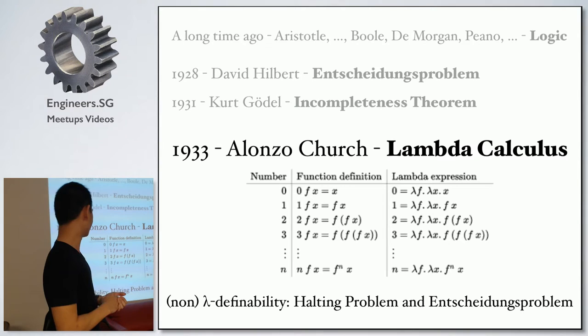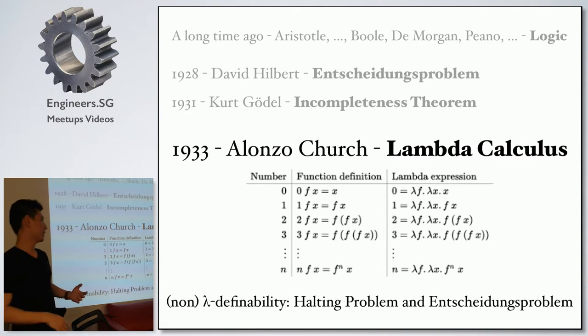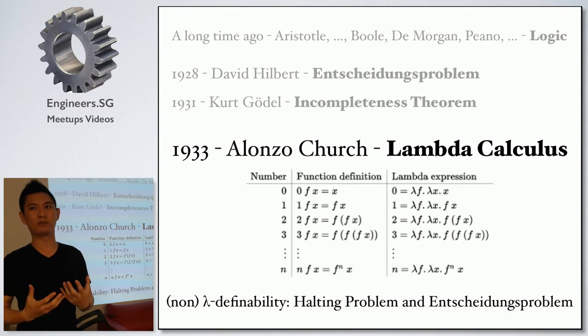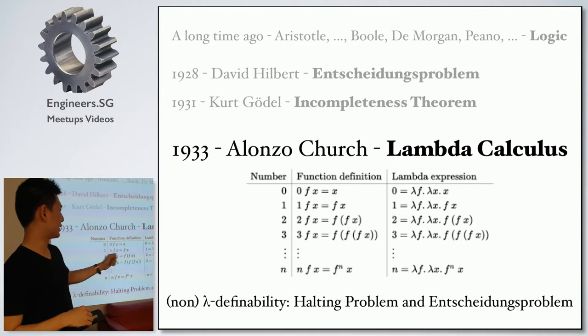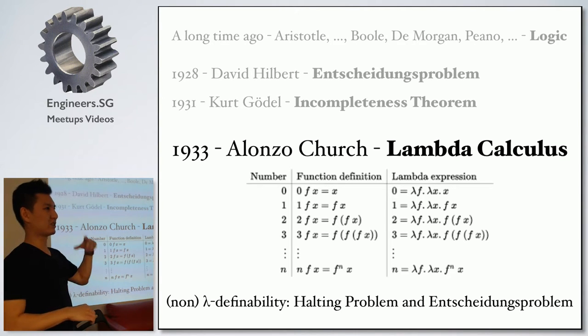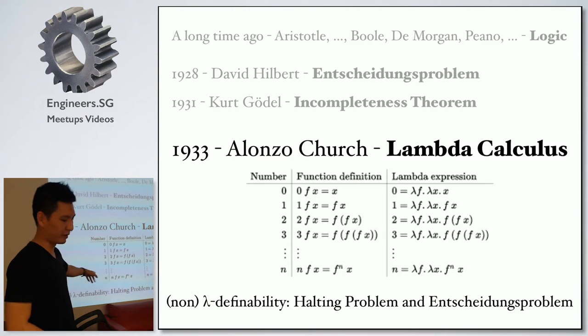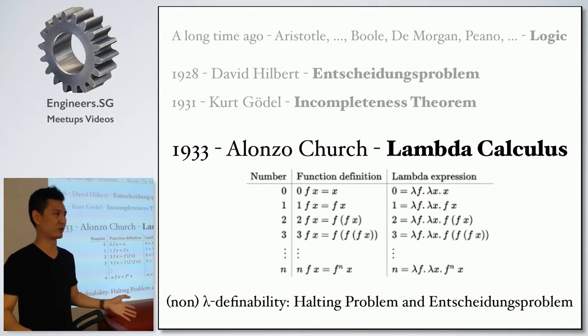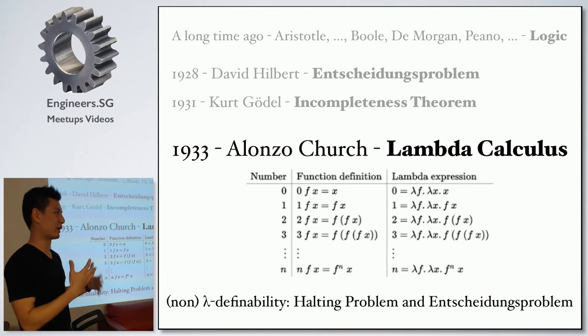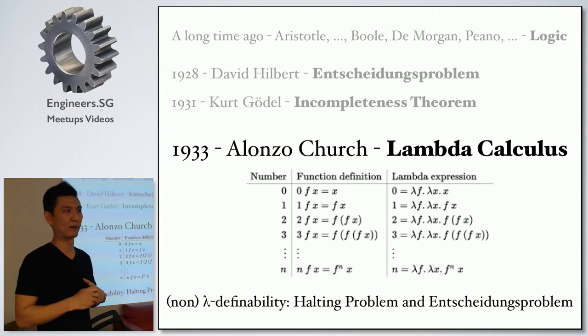And then he came out with this term called lambda definability, which is a way of saying that if there's a computation that could solve a problem, you can define it with lambda calculus. So for example, for the Entscheidungsproblem, there was a solution, but you could not define it in lambda calculus. And for the halting problem, you might have a solution, it might terminate or not terminate, but it's not definable in the lambda calculus.